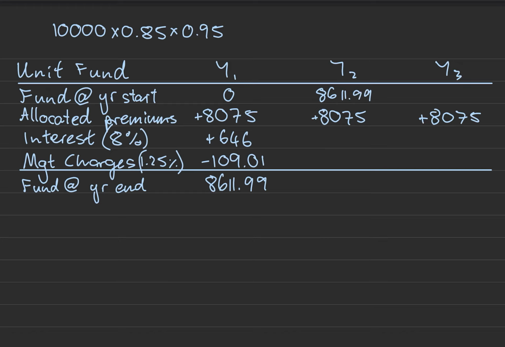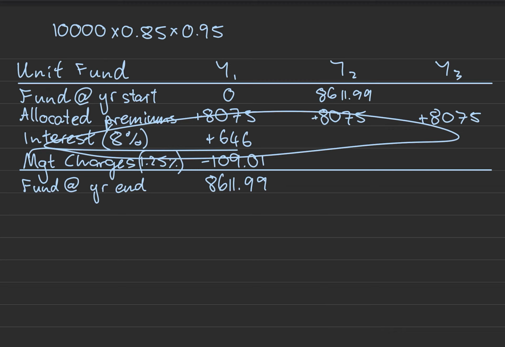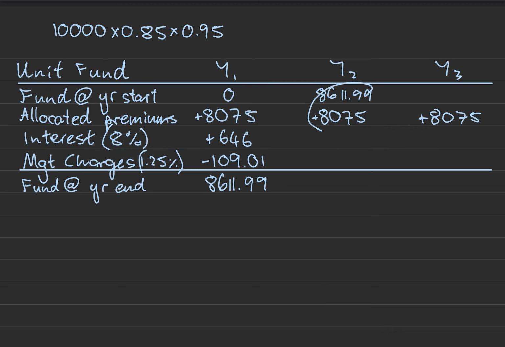8611.99. Then the allocated premium gets added. Then there's interest. So the interest is on 8611.99 plus this, times 0.08. And what I get there is 1,334.96. Okay, and that's an inflow.